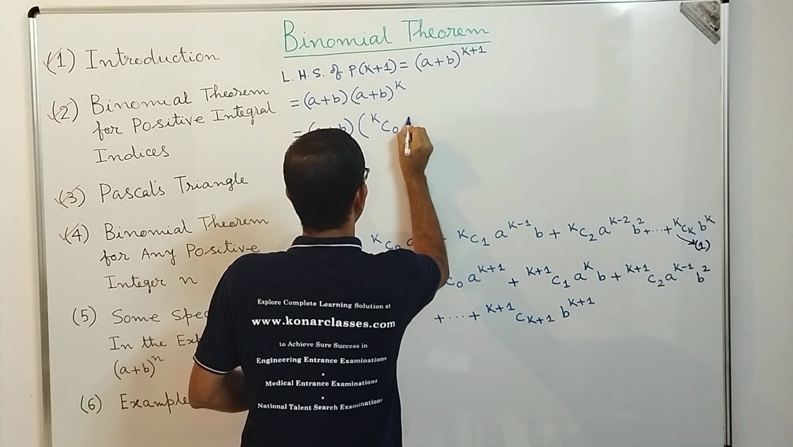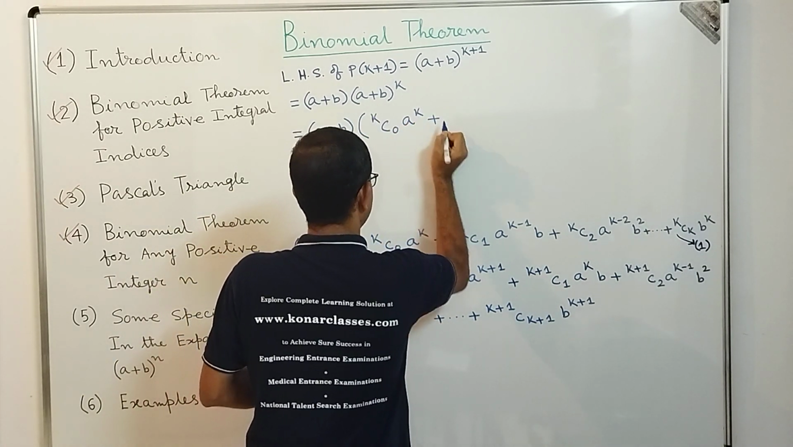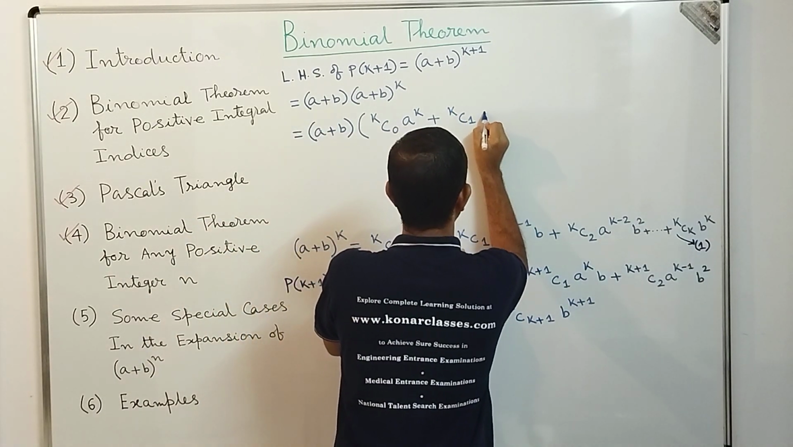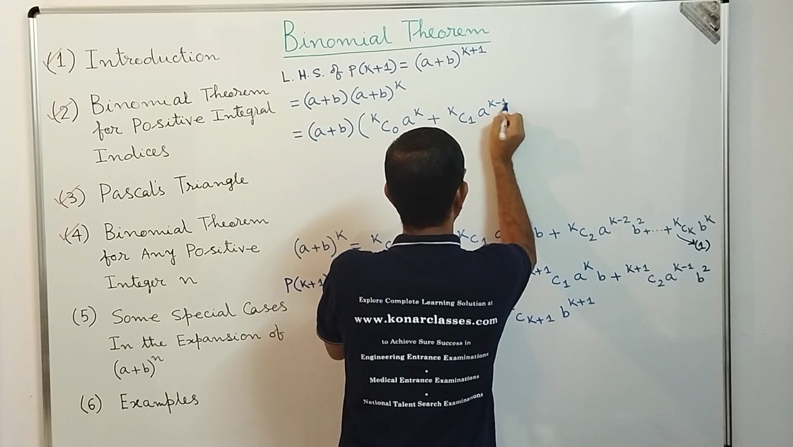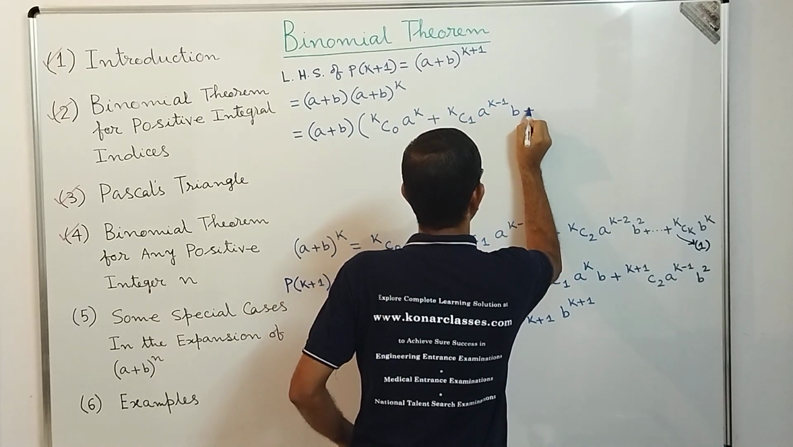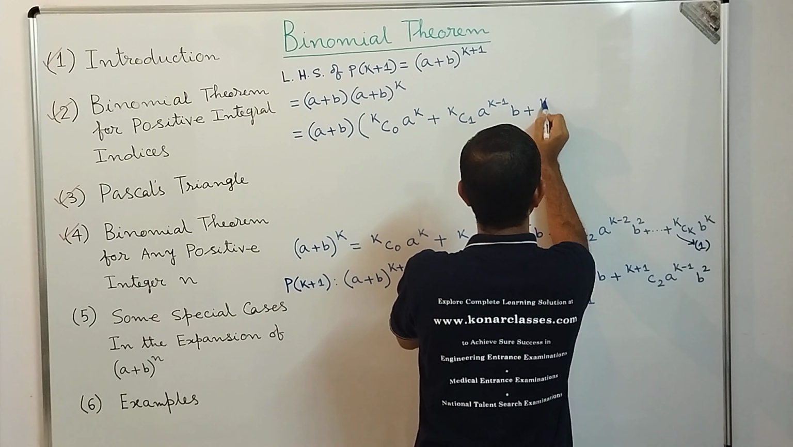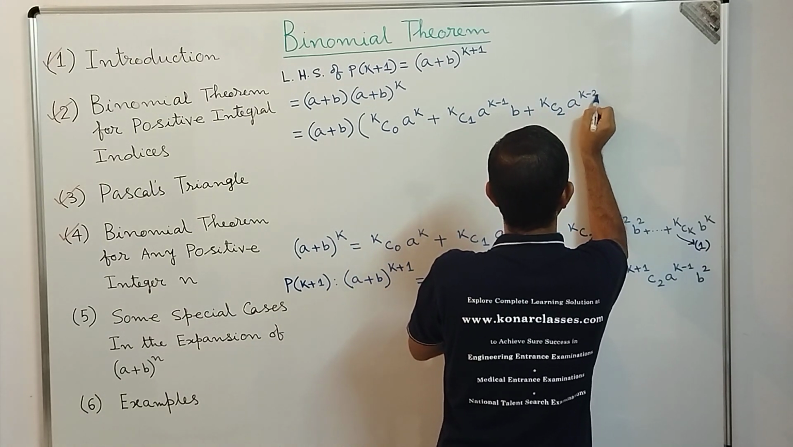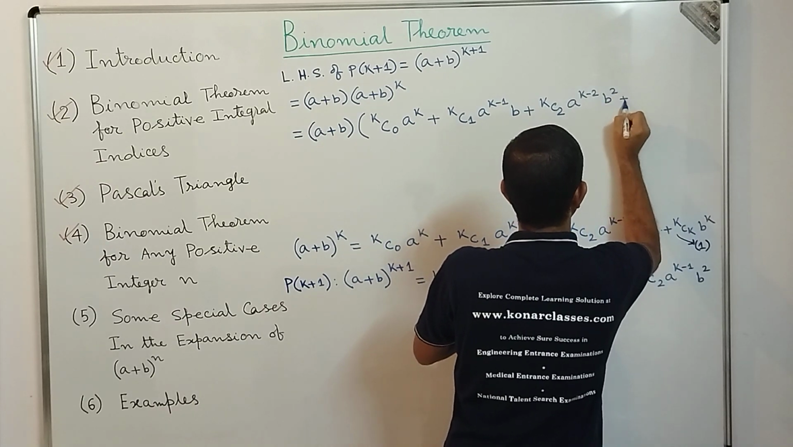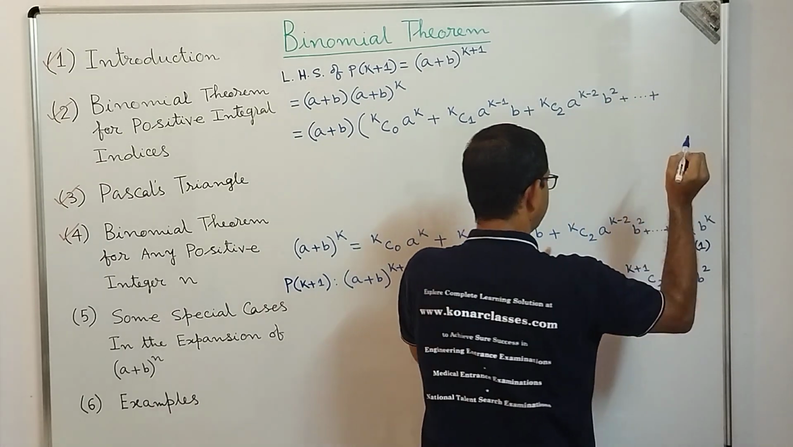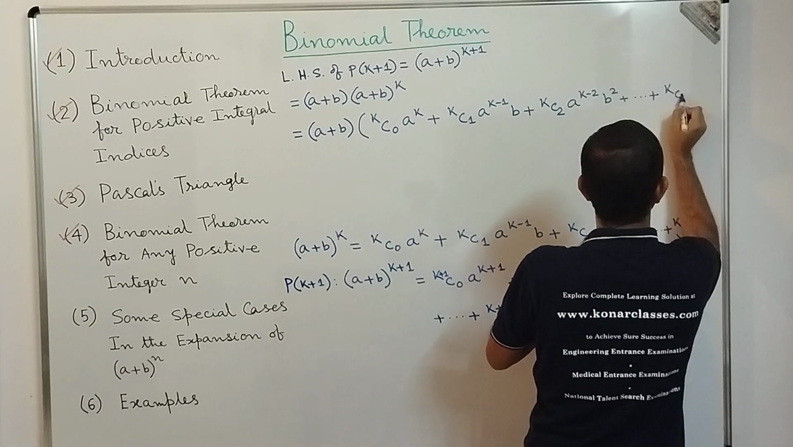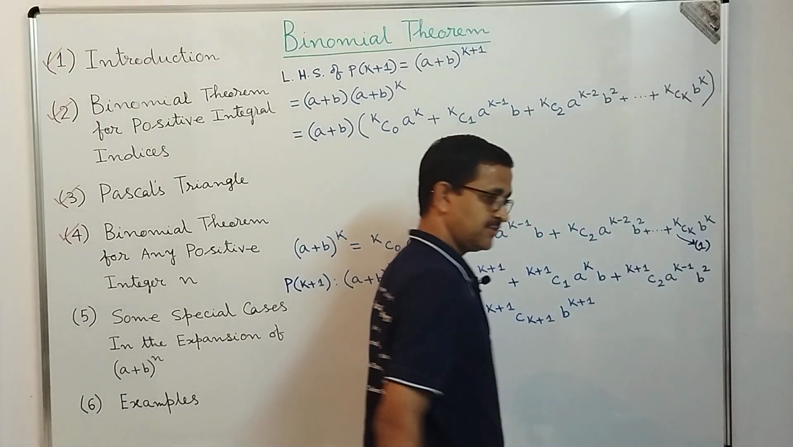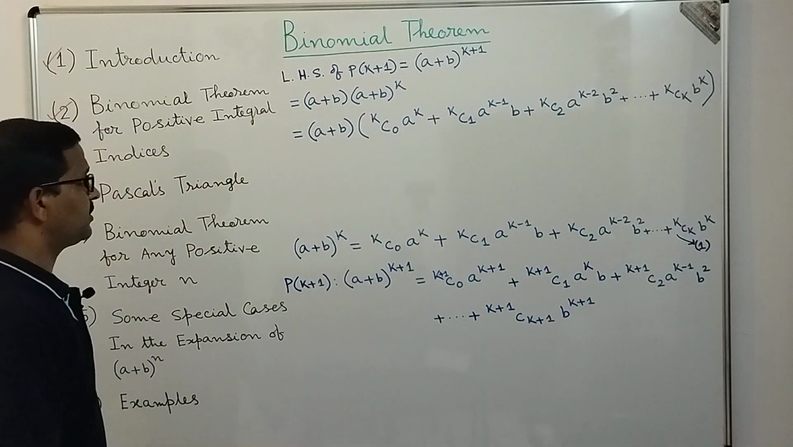kC0 into a^k plus kC1 into a^(k-1) into b plus kC2 into a^(k-2) into b square. In that way it will continue till plus kCk into b^k. Correct? Now what are we going to do, dear students?